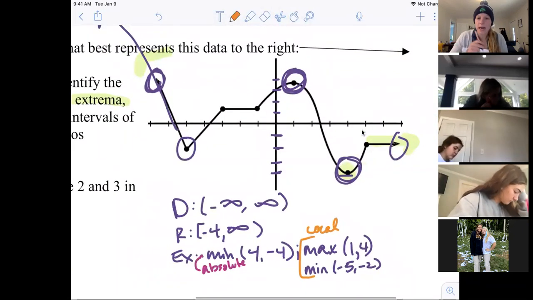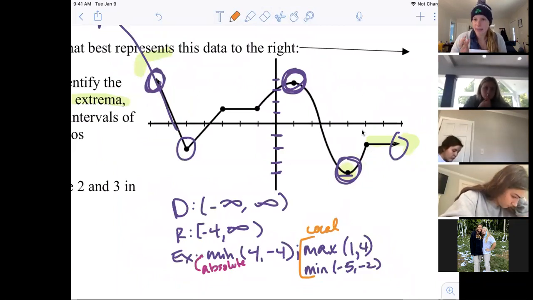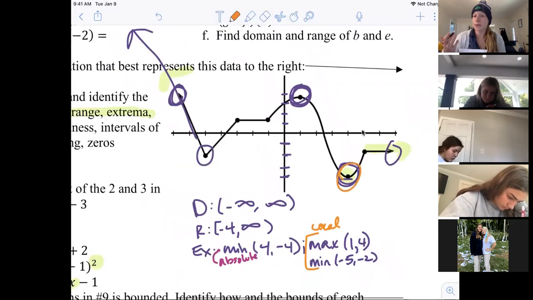What I'm writing right now is absolute versus local. Most of what we have been dealing with, they're the same because there's only been one max or one min. In this case, there's been a couple, so I can label them. I do have an absolute minimum. I do not have an absolute maximum. The other two are just points of interest. They do go up, they do go down.